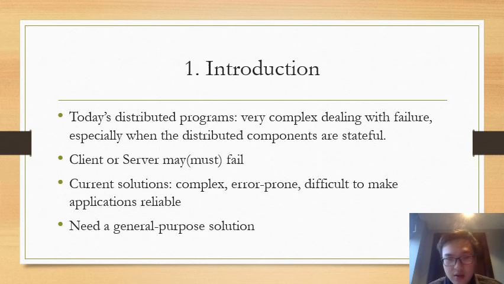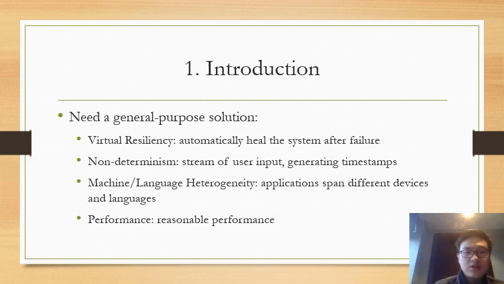That's why the authors give the Ambrosia model. The general-purpose solution should have the following features. First is virtual resiliency, which means that after the distributed system fails, it can be automatically healed.